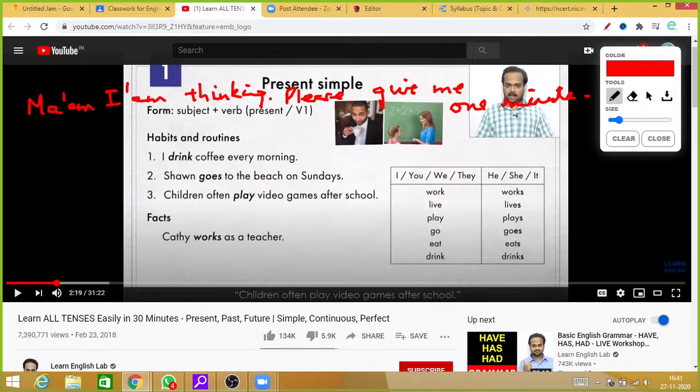Vaishnavi, say this. At least say this, then you make the sentence. No, you first say this: Ma'am, I'm thinking. Please give me 1 minute. Say this, ma'am, I'm thinking. If you want to ask for one or two minutes, say it in English. "Ma'am, I am thinking, 1 minute please." Not "I thinking", but "Ma'am, I am thinking." Okay, 1 minute please. Very good.